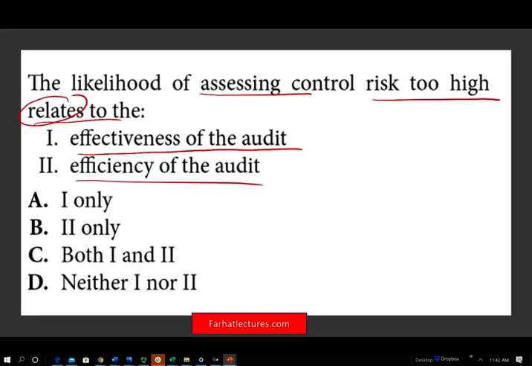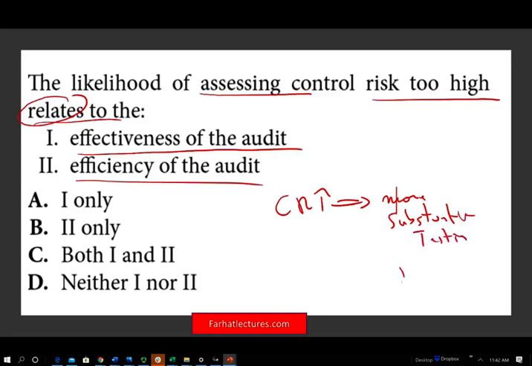Okay, let's walk through this logically. What happens if you think the control risk is high? The control risk is high, you are not going to rely on their control. What does that mean? It means you're going to do more substantive testing.